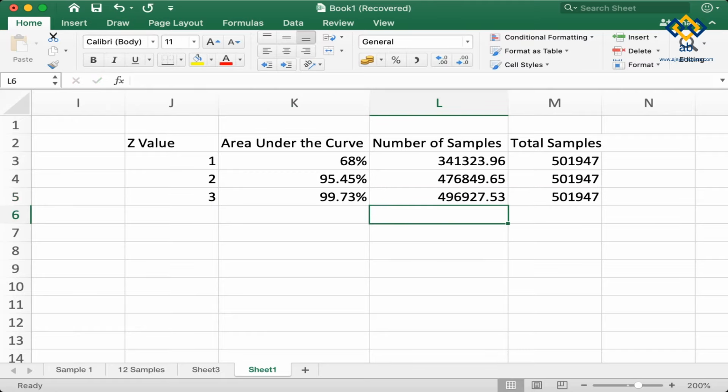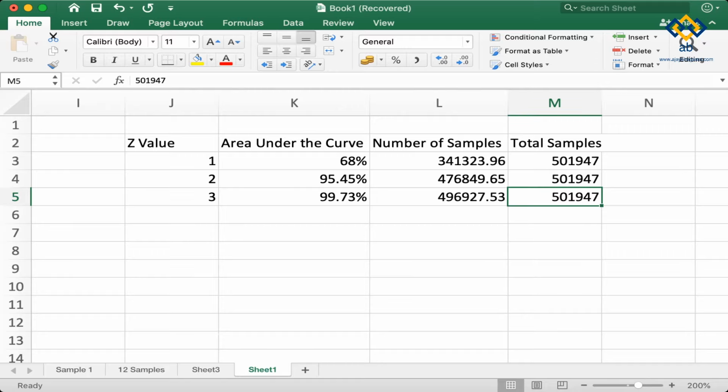Now look at this. Understand this very carefully. Very important thing. For a value of z which is 3, the total number of samples which are under this curve now are 4,96,927, which means out of 5 lakh plus samples, look at this very carefully, 4,96,927 samples are within this area of curve, right?